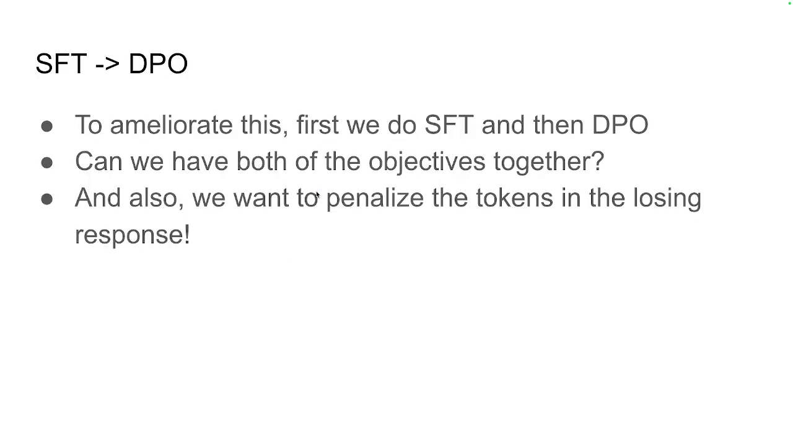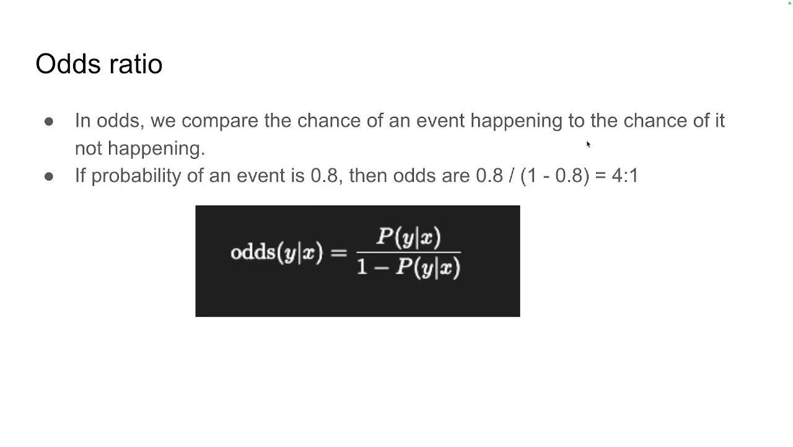The way to solve it is by having both SFT and alignment together as one optimization, so that you don't have to do SFT as a different pipeline to DPO. So let's jump to odds ratio and how it is helping with that. If you know probability theory, odds basically means the chance of an event happening to the chance of the event not happening. So if the probability of an event is 0.8, then the odds is 0.8 by 1 minus 0.8, which is 4 is to 1.